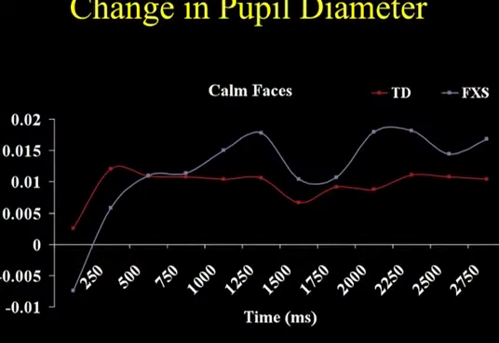Now, in terms of change in pupil diameter, this is where I think probably the more novel part of the study is, I think, the most interesting. So this is time going across here. The picture comes on at this point, and then these lines are telling you how the pupil diameter is changing across time within each group. And you can see here for calm faces, there's no significant difference, although the group with Fragile X is somewhat higher.